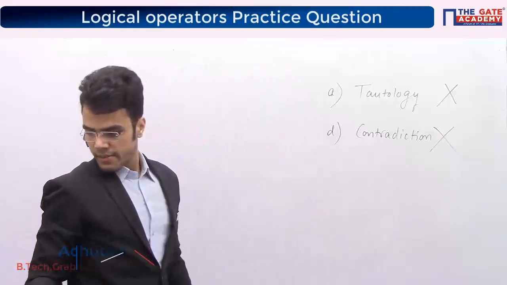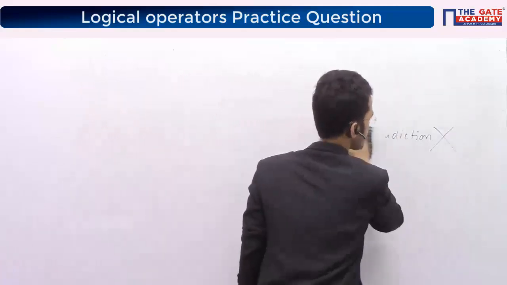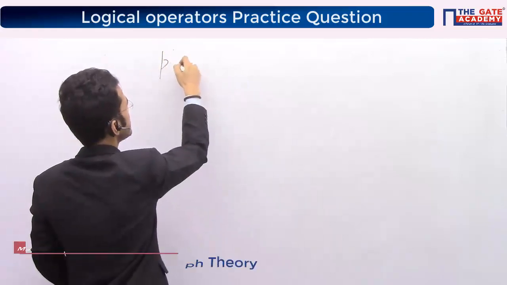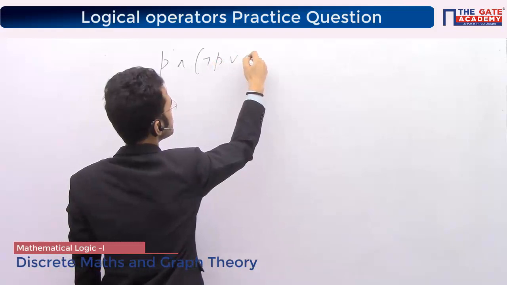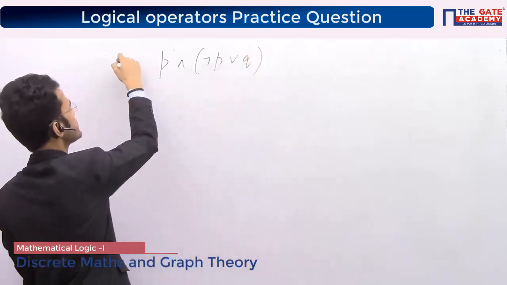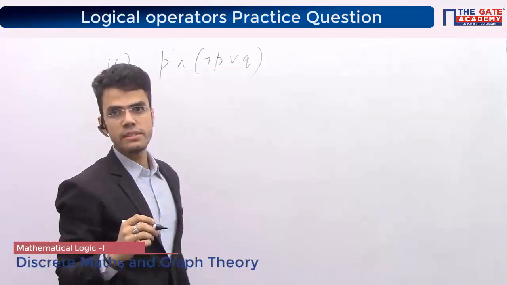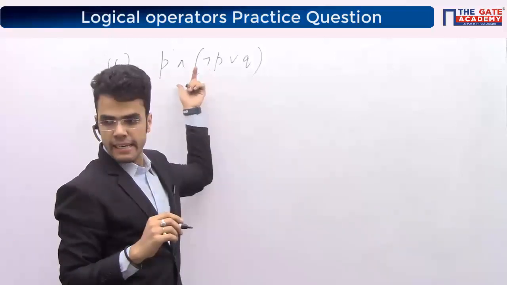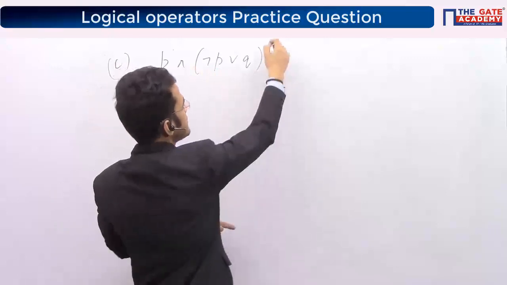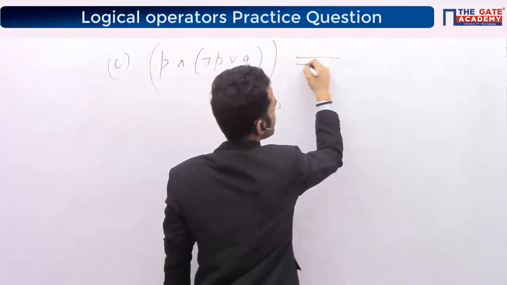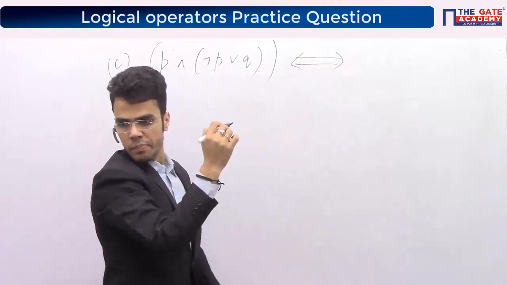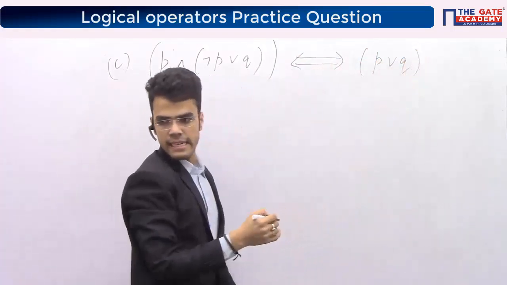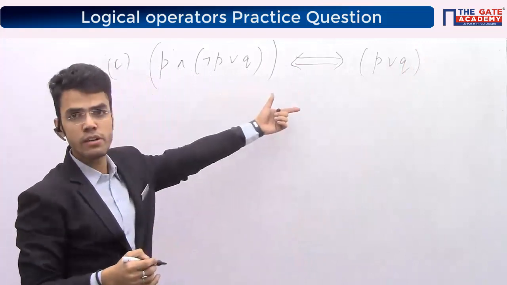So B option says P and negation P or Q. Okay, I'll move with C option first. Answer is B option, but I'm discussing C option first. They are saying P and negation P or Q, this expression is equivalent to P or Q. You have to check whether this is correct or wrong.